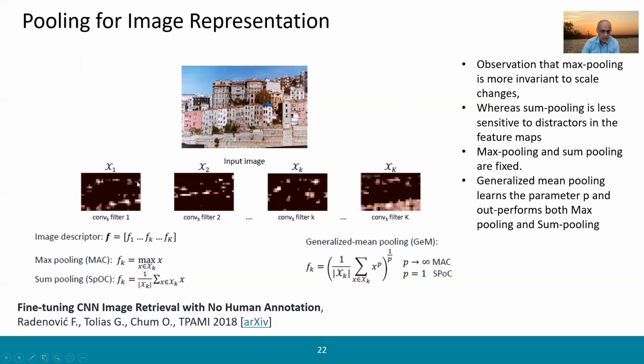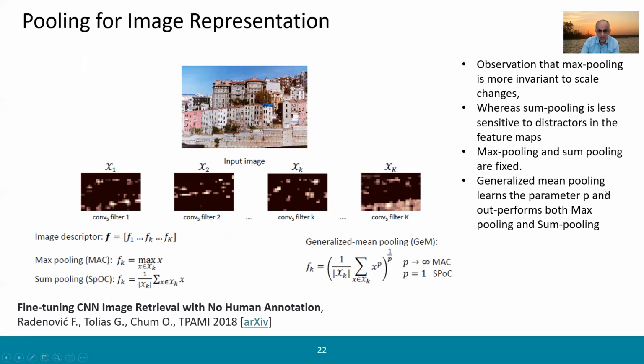So max pooling, you take any particular image location and you compare it across all these different filter values and you pick the max one. And the sum pooling, you add all these images up and then you average them, right? And the observation is that max pooling is more invariant to scale changes, whereas sum pooling is less sensitive to distractors and feature maps. But generally, these are fixed. So you either do max pooling or sum pooling, and you're making a choice of which one you're doing. So these folks in this paper did not want to make this choice. They wanted to learn that.